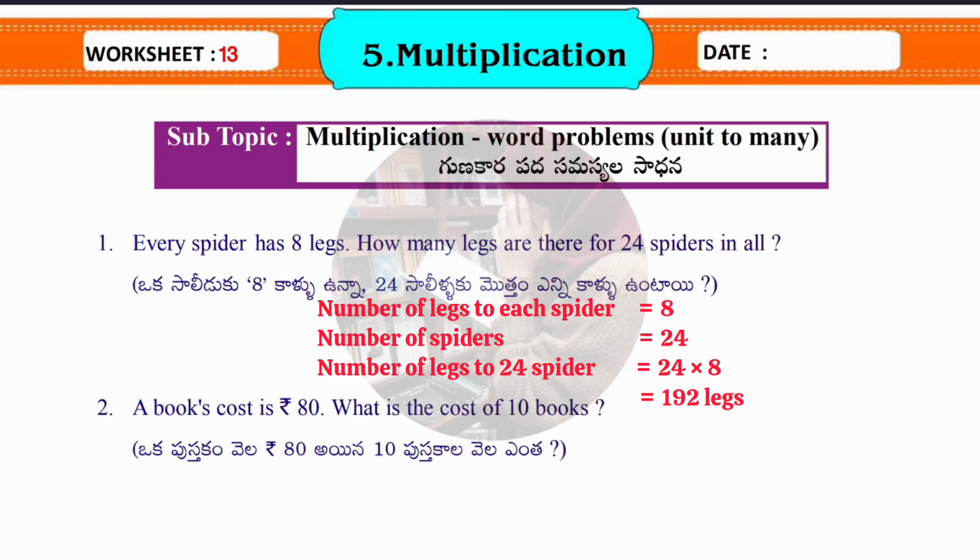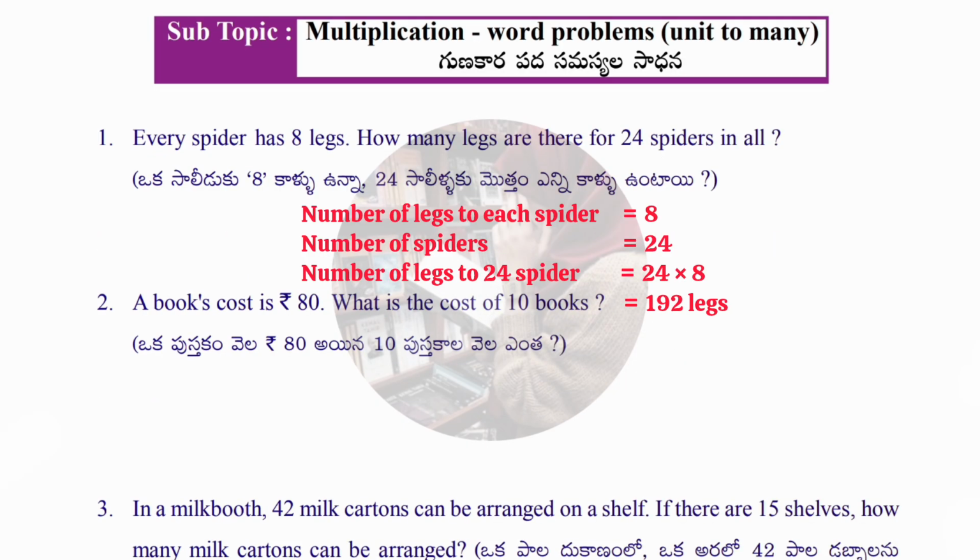Now we have to find the total legs for 24 spiders. Number of legs for 24 spiders equals 24 multiplied by 8. Do the multiplication. 8 4 is 32. 3 carry forward. Write down 2. 8 2s 16. 16 plus 3 is 19. Okay, 192 legs are there for 24 spiders.